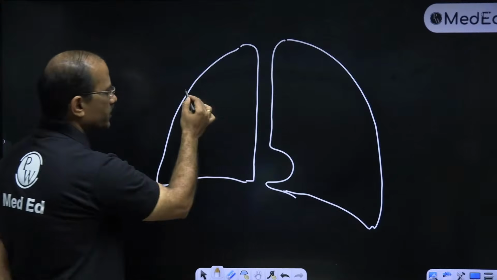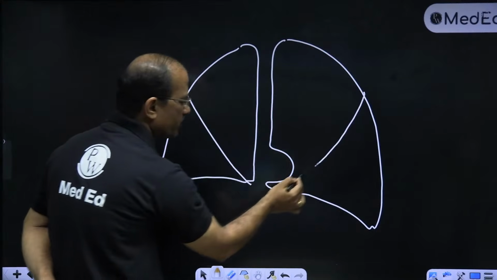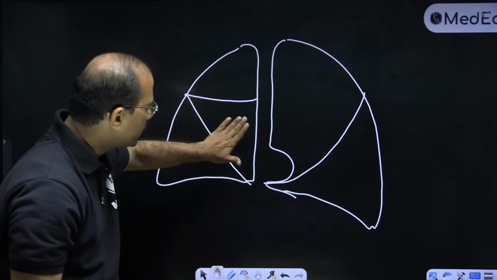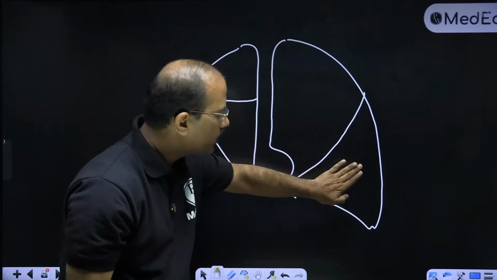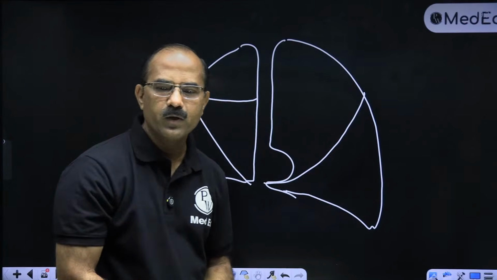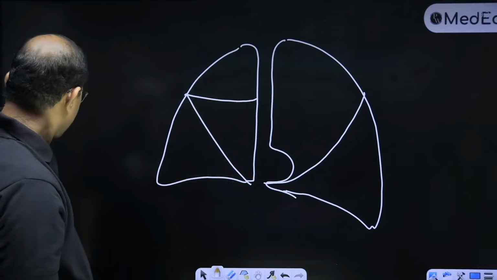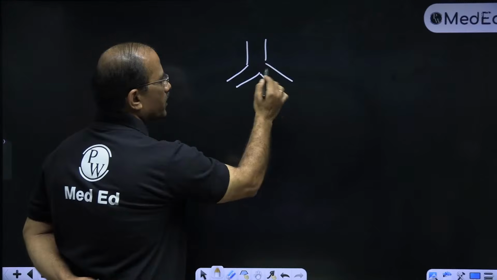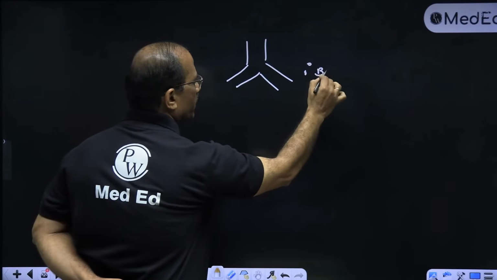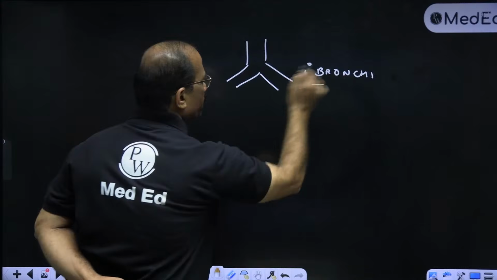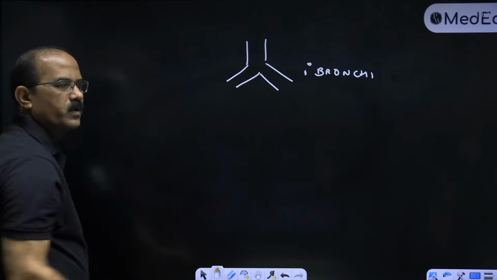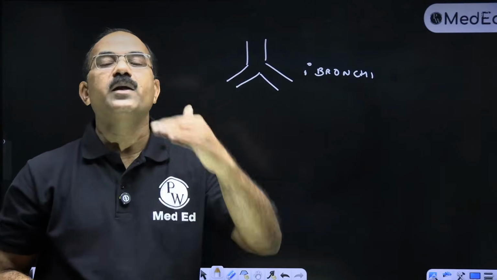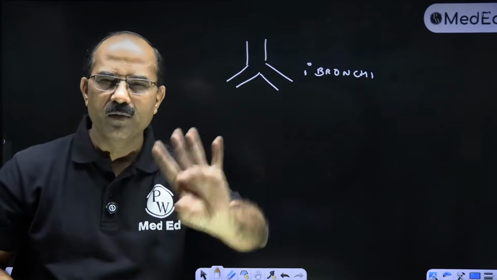Now this is the oblique fissure. This is the horizontal fissure. Upper lobe, middle lobe, lower lobe on the right; upper lobe and lower lobe on the left. Trachea divides into two primary bronchi, for two lungs. The primary bronchus divides into secondary bronchi depending on the number of lobes.